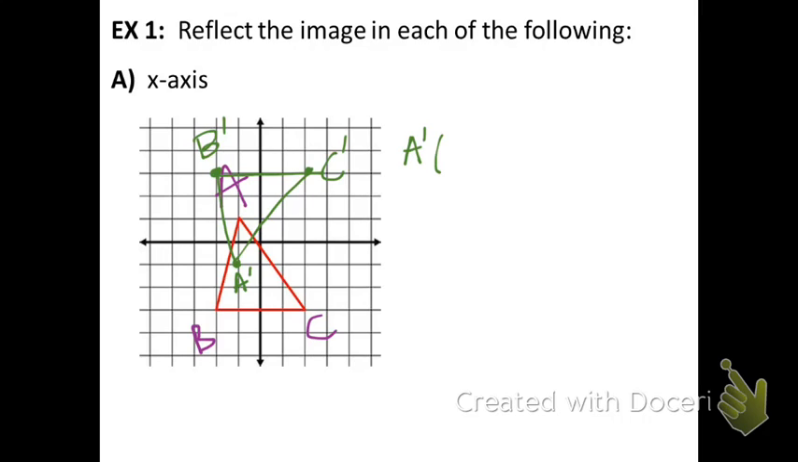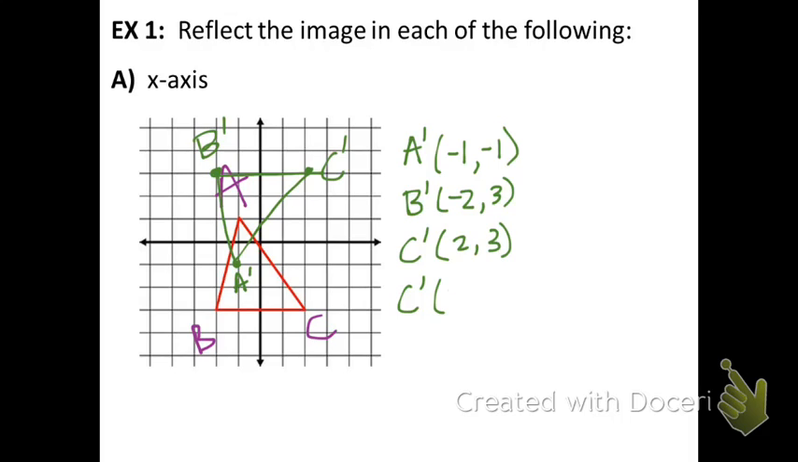A prime is located at -1, -1. B prime is located at -2, 3, and C prime is located at 2, 3. We did look at, in class today, we said, where is C located? C was at 2, -3, and we said, what happens between these 2 points? Because if we can make a general rule for this.